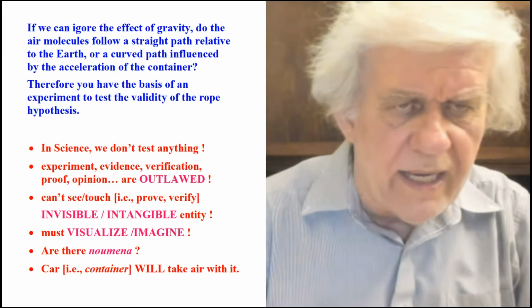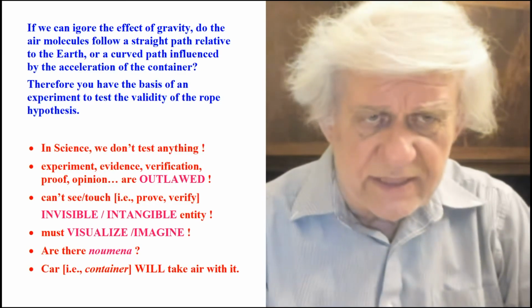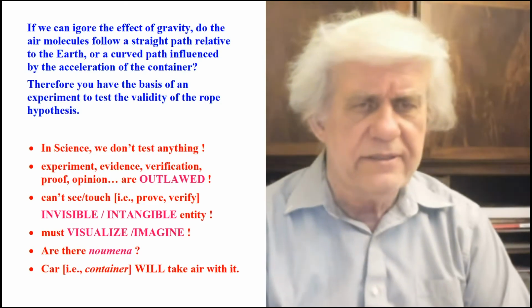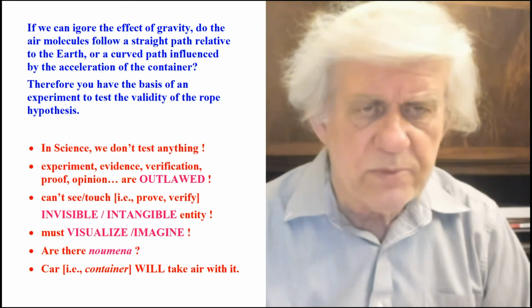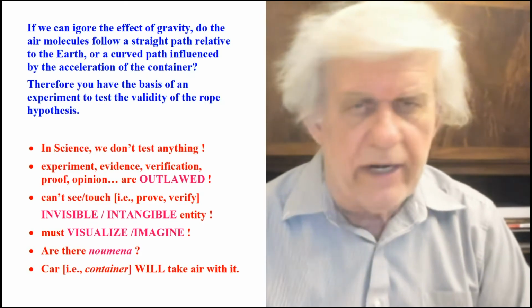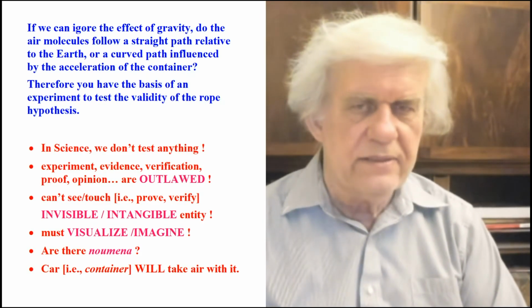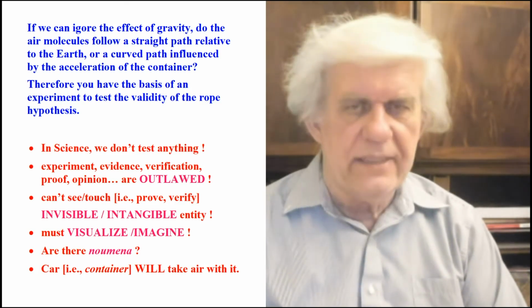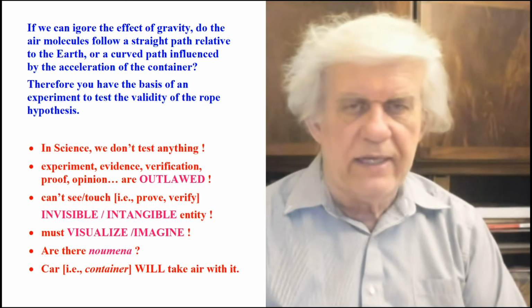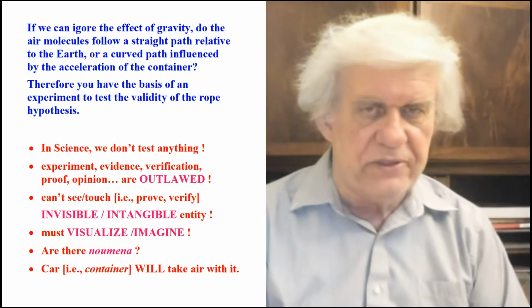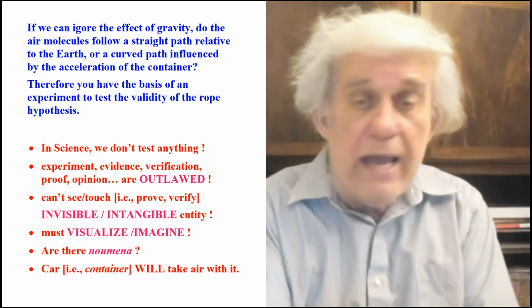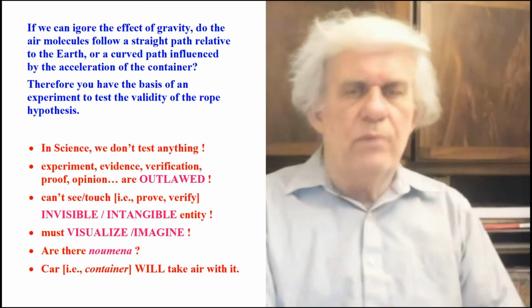That's what he's asking. And so he continues, says, therefore you have the basis of an experiment to test the validity of the rope hypothesis. Well, the first thing is that in science we don't test anything. We don't prove, we don't verify. Okay? We don't do any of those things that they do in mathematics, because we're talking about invisible, intangible entities. There's no way anyone can prove to you, can verify for you through see or touch, through an experiment, create some evidence for you that the rope exists.